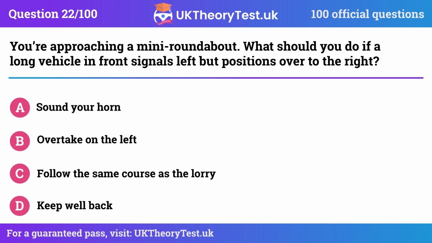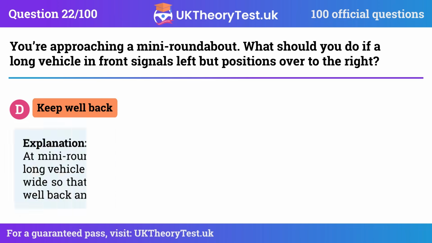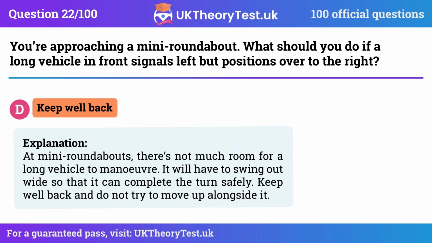The correct answer is D. Keep well back. Explanation. At mini roundabouts, there's not much room for a long vehicle to maneuver. It will have to swing out wide so that it can complete the turn safely. Keep well back, and do not try to move up alongside it.